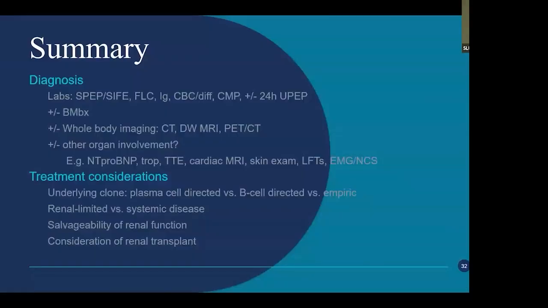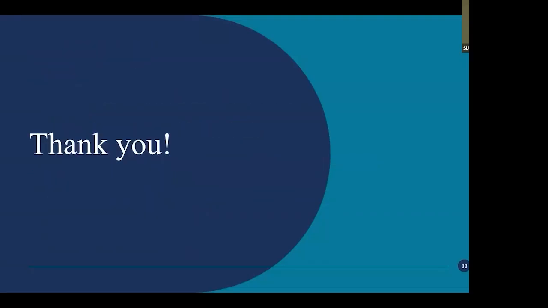To summarize, at minimum, diagnosis is really just labs. All the additional diagnoses are really dependent on suspicion, depending on what we're looking for: bone marrow biopsies, whole body imaging, and looking for other organ involvement. Treatment consideration depends on the type of clone that we're treating, whether it's renal limited versus systemic, salvageability of renal function, and consideration of transplant. And that's everything. Thank you guys so much.